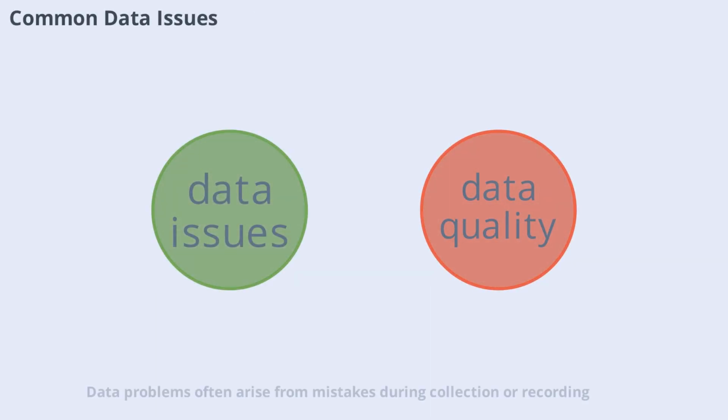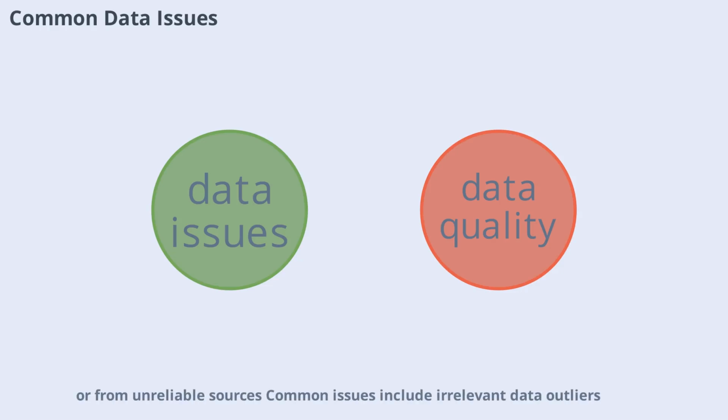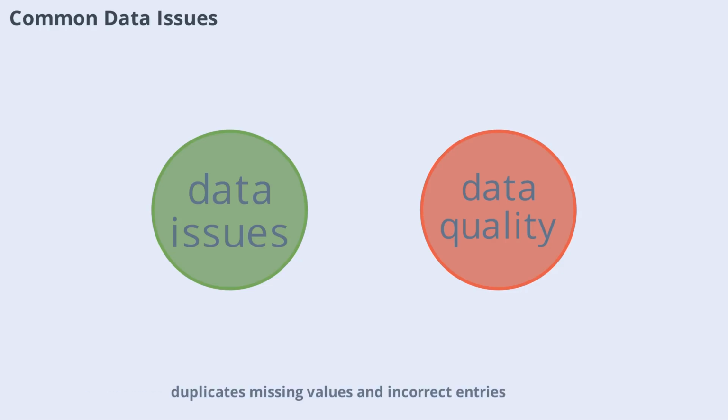Data problems often arise from mistakes during collection or recording, or from unreliable sources. Common issues include irrelevant data, outliers, duplicates, missing values, and incorrect entries. These problems can significantly affect the performance of your AI models. Identifying and addressing these issues early is crucial for building reliable AI systems.